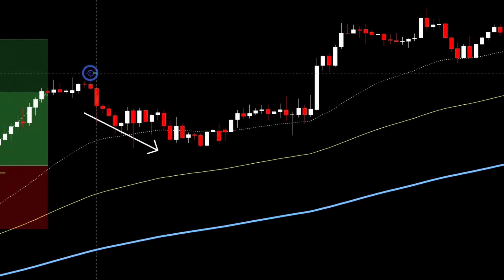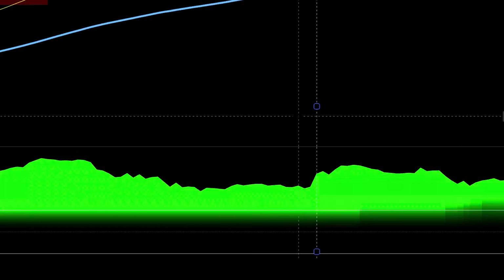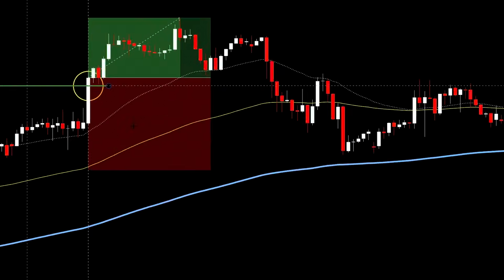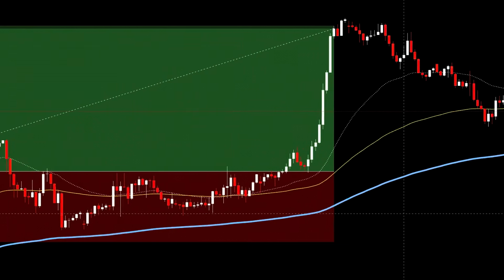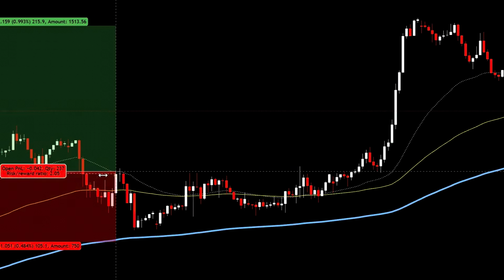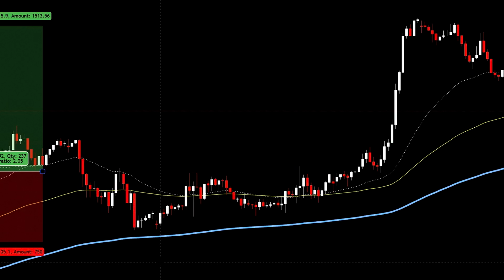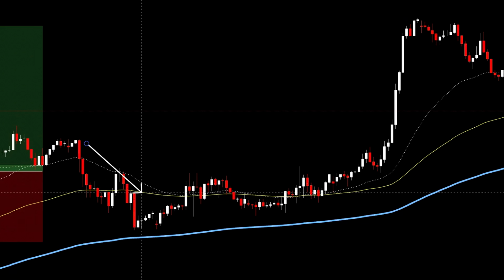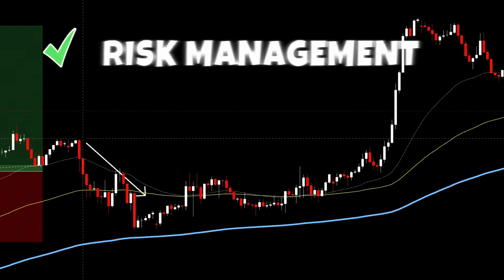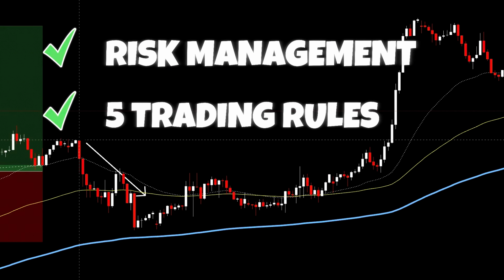Same trend, another pullback, another breakout, another confirmation. You seeing that pattern yet? Still uptrend, pullback, breakout, confirmation. And look, nothing changes about the market here. What changed was nothing. That's the point. The process stays identical every single time. Trend, patience, structure, confirmation, risk. Five rules every single time.